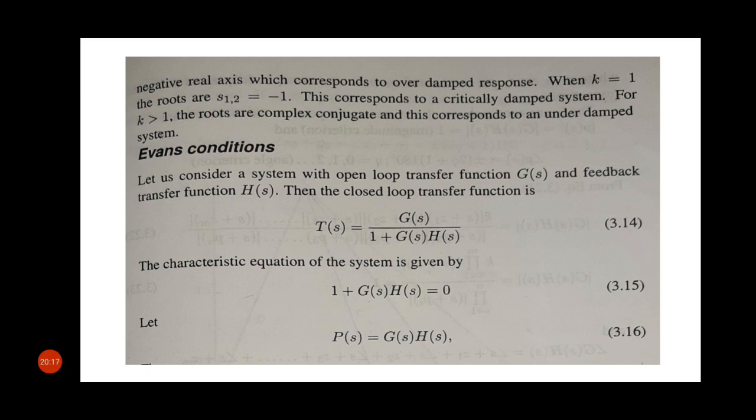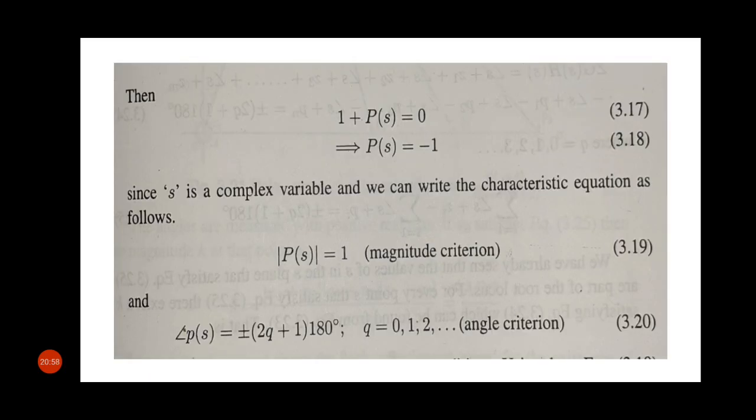Now come to the angle and magnitude conditions. What are these conditions? Let us consider a system with open loop transfer function G(s) and feedback transfer function H(s). Then the closed loop transfer function is T(s) equal to G(s) divided by 1 plus G(s)H(s), and the characteristic equation of this system is 1 plus G(s)H(s) equal to 0. Now let P(s) equal G(s)H(s). If we put P(s) in our characteristic equation, then it is 1 plus P(s) equal to 0. So from this equation we can write P(s) equal to minus 1.